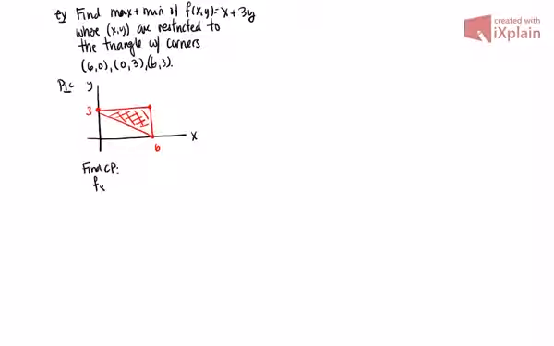So we take f sub x, that's 1. We take f sub y, that's 3. We set them equal to 0, which seems a little absurd, because what this says is there are no critical points. That's fine, not a problem. No critical points, done. So then we check the edge.